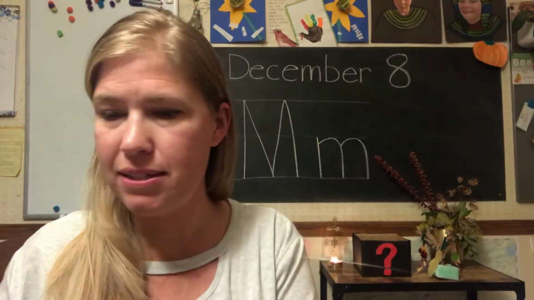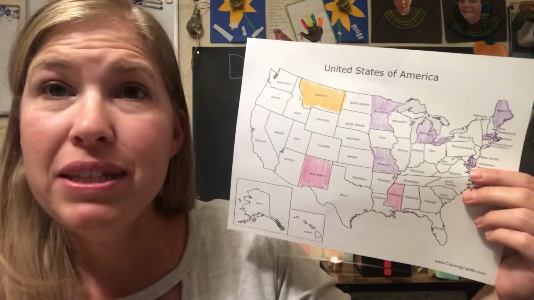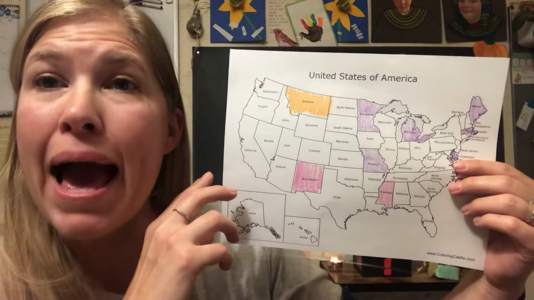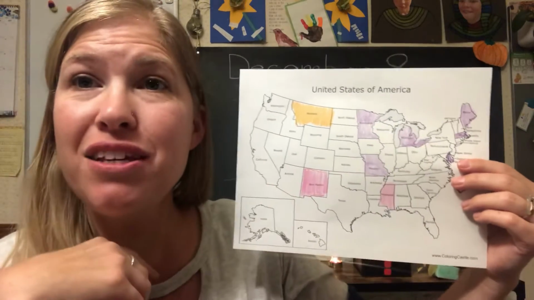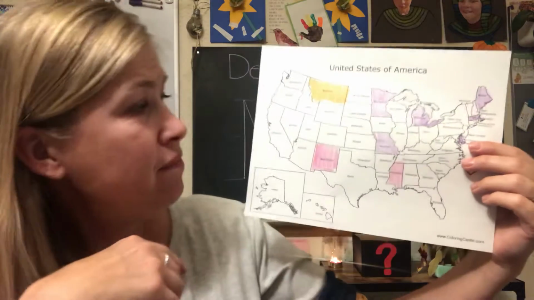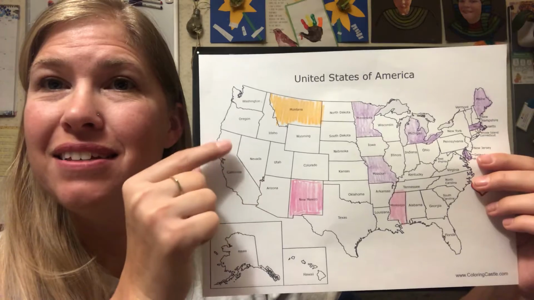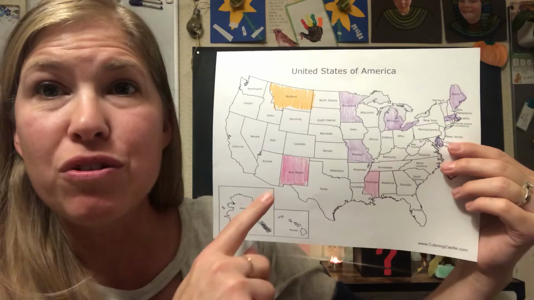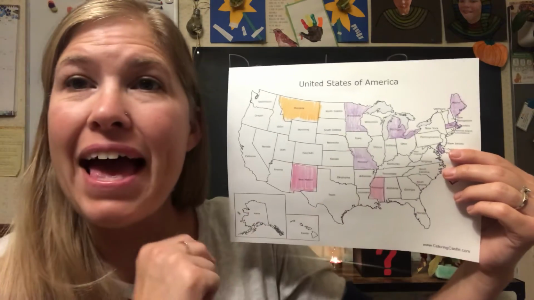So, I sent home something that I thought was really neat. Do you know what this is? This is a map. And this country is the United States of America. That's our country. And this is our state. This is California. So what I did was I went through and I colored the different states that have M.